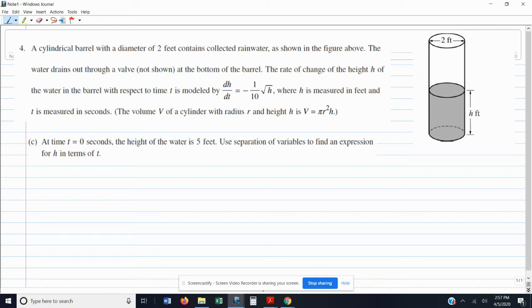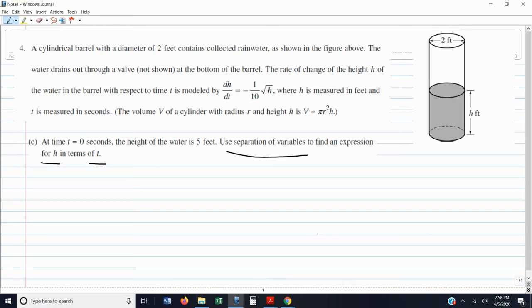The rate of change of the height of the water in the barrel with respect to time is modeled by dh/dt equals -1/10 square root of h, where h is measured in feet and time is measured in seconds. And they give you the formula for the volume of a cylinder. Part C is a question that you can do. It says at time 0 seconds, the height of the water is 5 feet. Use separation of variables to find an expression for h in terms of t.